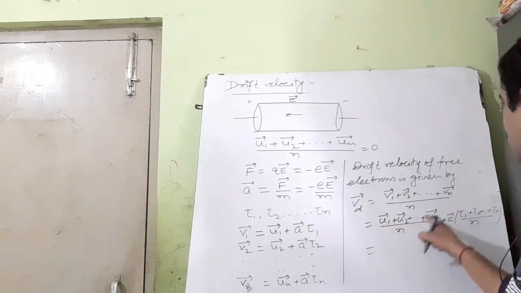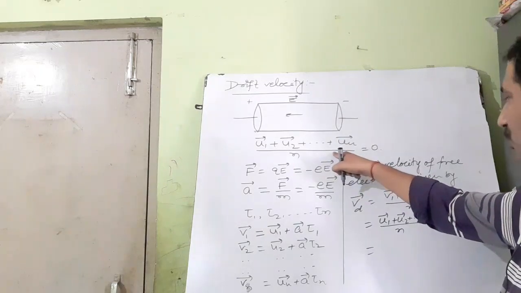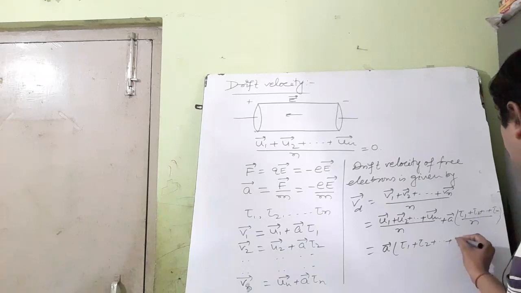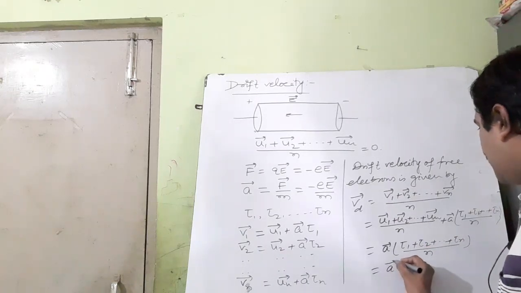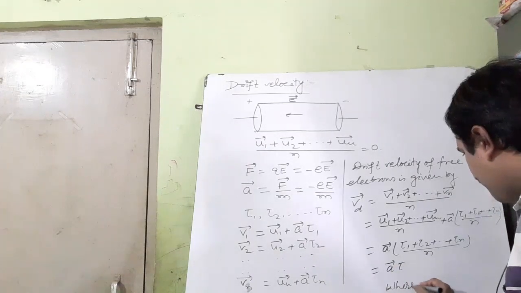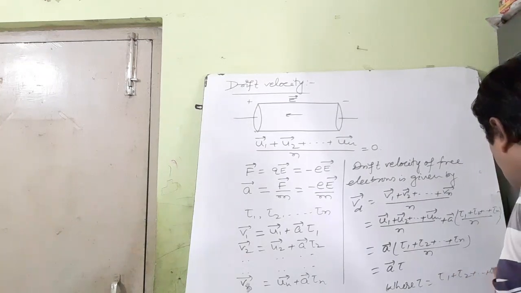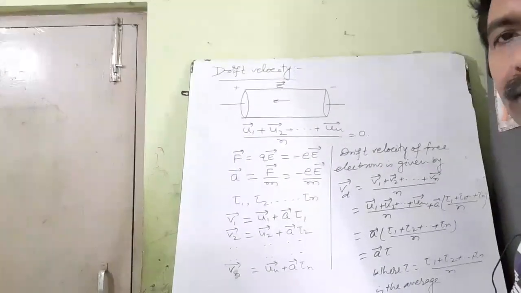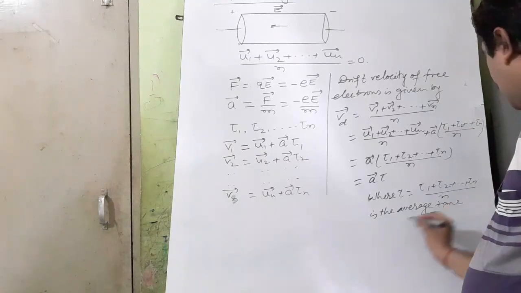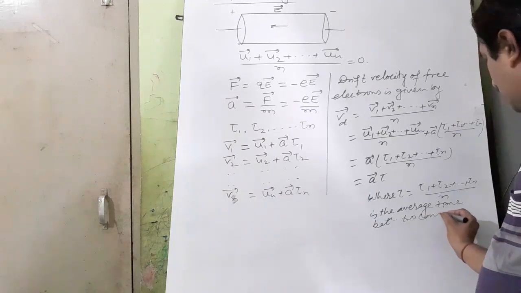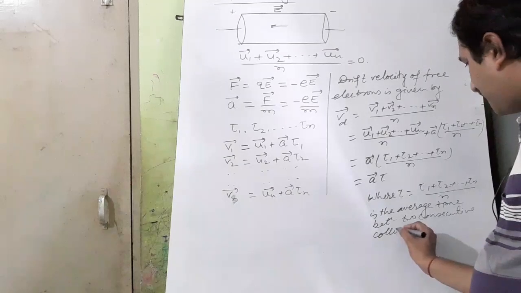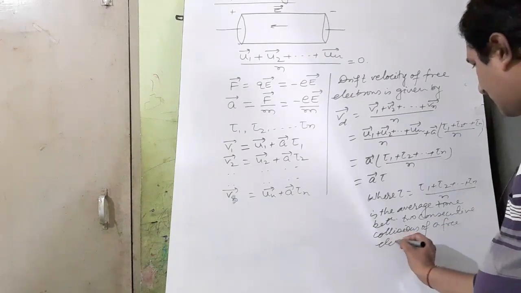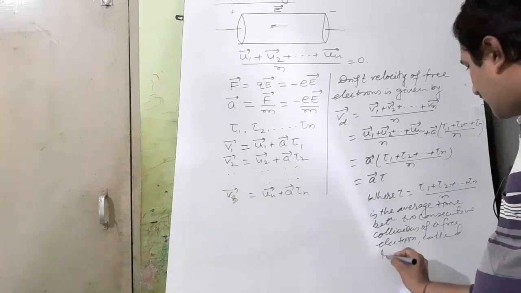Now see, (u1 + u2 + un)/n is 0. So this term will be 0 and you will have a times (tau 1 + tau 2 + tau n)/n, and this becomes a tau, where tau = (tau 1 + tau 2 + tau n)/n is the average time between two consecutive collisions of a free electron, called relaxation time.